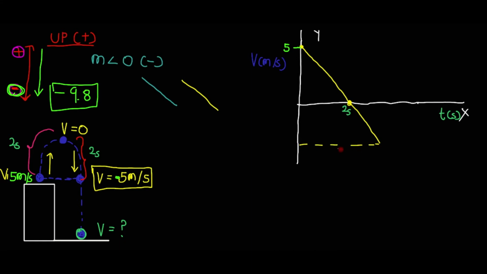And then we get this level. Remember, this level is near the initial velocity. So the initial velocity was 5. So at this point the final velocity is negative 5 meters per second because of the opposite direction. So at this point, negative 5.